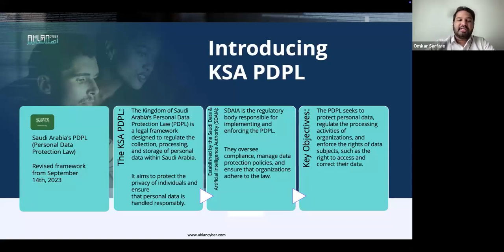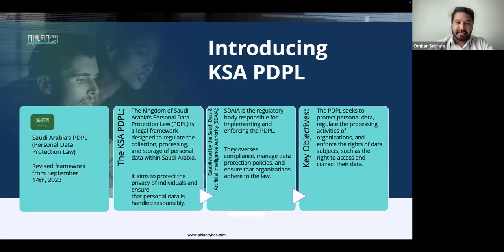Essentially, the KSA PDPL is designed to protect the privacy of individuals by ensuring that all entities, in both the public as well as private sectors, handle personal information of individuals like you and me in a responsible and ethical manner. It aims to create a clear legal framework that safeguards personal data against misuse or unauthorized access, while at the same time also allowing legitimate data-driven activities to flourish in the kingdom.